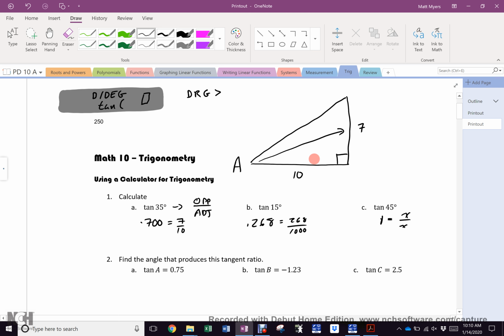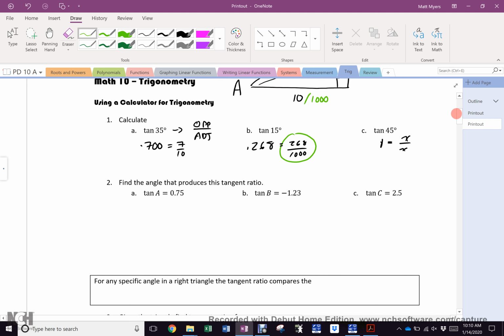Everybody cool? Now, in green, if this was 15, what would go here? 268. What would go here? 1,000. Everybody understand? Now please notice, as the angles get bigger, what happens to the fraction? It gets bigger, right? Everybody cool? Okay.